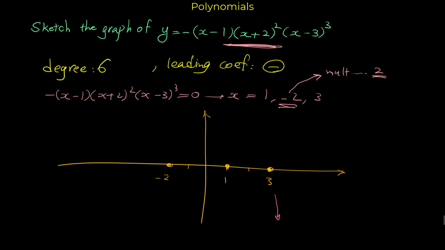So when I start graphing the function, I know that when I get close to this point, I have to bounce. So we start from down here, we go to this point and we bounce. Now, what about 1? 1 is a simple root, so simply we go to 1. What about 3? 3 is not a simple root, but its multiplicity is 3.